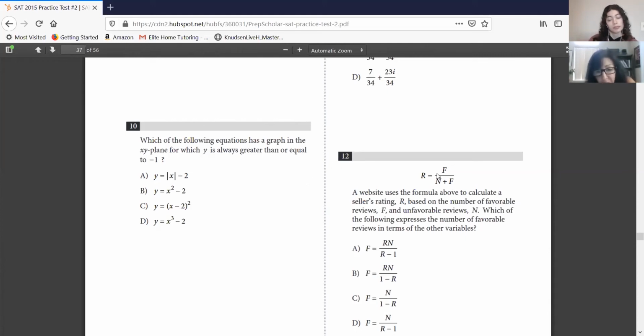So this one, you have to pick good numbers. Let's write this equation down, make F 4 and make N -2. When F is 4 and N is -2, that gives us 4 over -2 plus 4. So that makes R 2. So now let's plug those into our answer choices. Make F 4, N -2, and therefore R is 2. Plug in the answer choices.